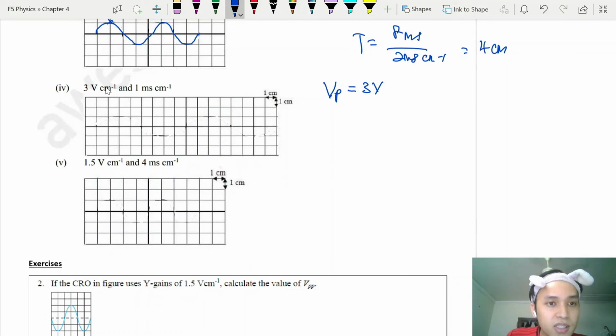Again, 1 cm is already 3 volts, so only 1 square, maximum is only here. T is 8 milliseconds, and now each centimeter is 1 millisecond, so I need to have 8 boxes for one wave. 1, 2, 3, 4, 5, 6, 7, 8. So I roughly draw like this. Oh, wait, here. This one will become even more flat.